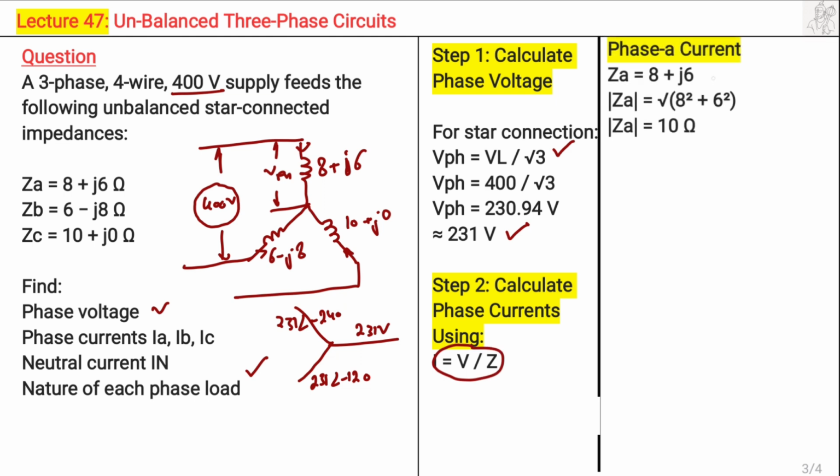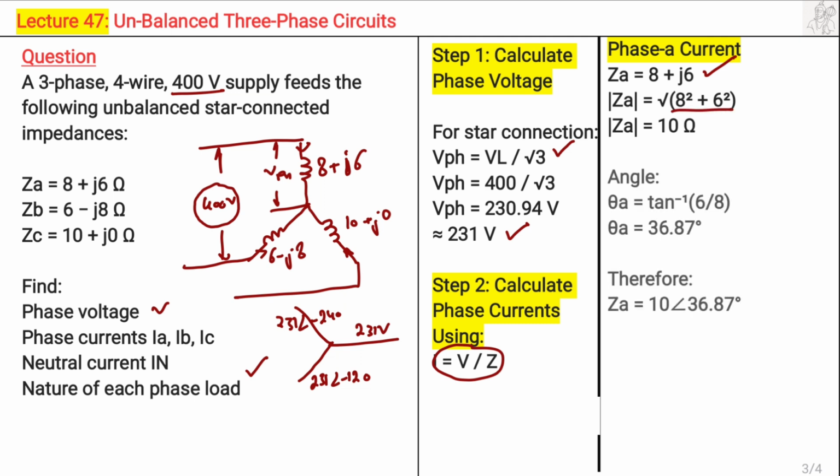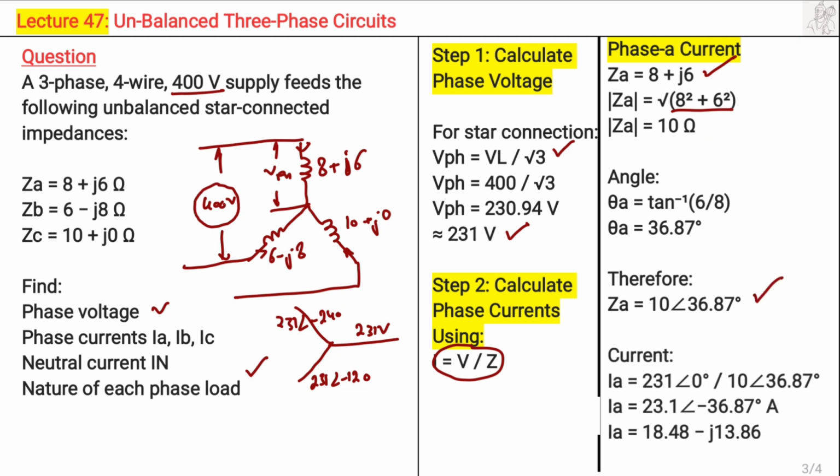So calculating the phase currents, we know that formula is I is equal to V by Z. So ZA is 8 plus J6. In polar form, the magnitude is the square root of 8 squared plus 6 squared, and theta is tangent inverse 6 by 8. So in polar form, it is 10 angle 36.87. So current comes out to be 231 angle 0 divided by 10 angle 36.87, and that is simply 23.1 angle minus 36.87 amperes.